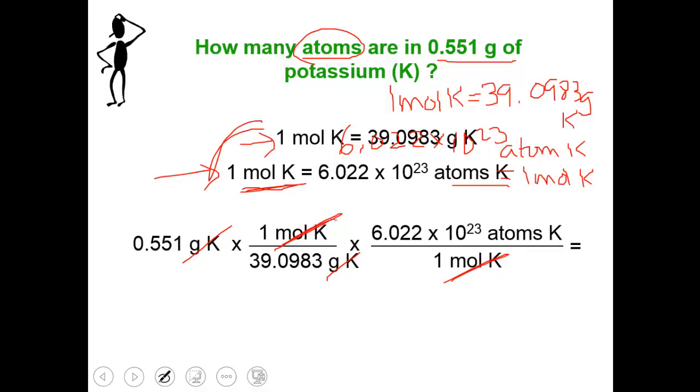So notice this is how all my conversion factors back in section 1.8, doing conversions of things, is going to help me out here. And so then I end up with atoms of potassium because everything else will cancel. And I get 8.49 times 10 to the 21 atoms of potassium.